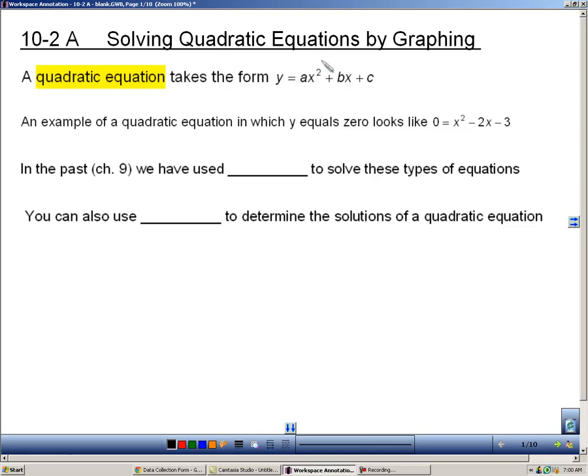Here a quadratic equation looks like this. We've already talked about that. An example of a quadratic equation that is set equal to 0 is one that looks like this. And in Chapter 9, if you remember, we used factoring to solve these types of equations. We had a trinomial, we made the diamond. But now we're going to use graphing to determine the solutions of the quadratic equations.